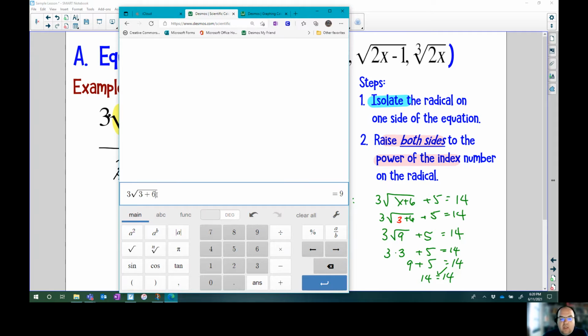Or if it was over here and you didn't want to tap right, you have to click with your cursor outside of that radical sign, so that when you put the plus 5, it's not inside of it, just like it wasn't inside of it over here. And if you notice, that equals 14.